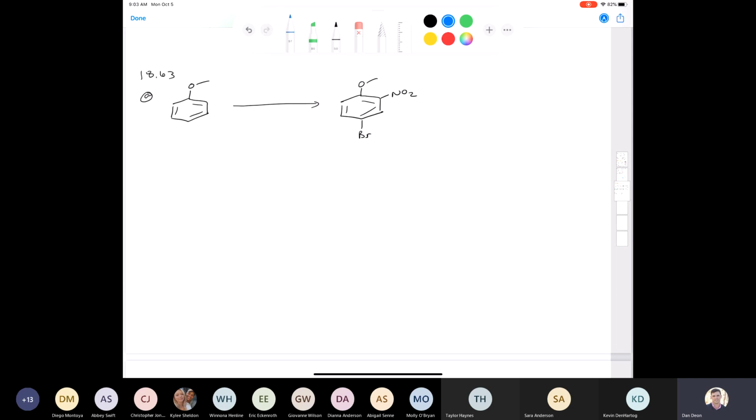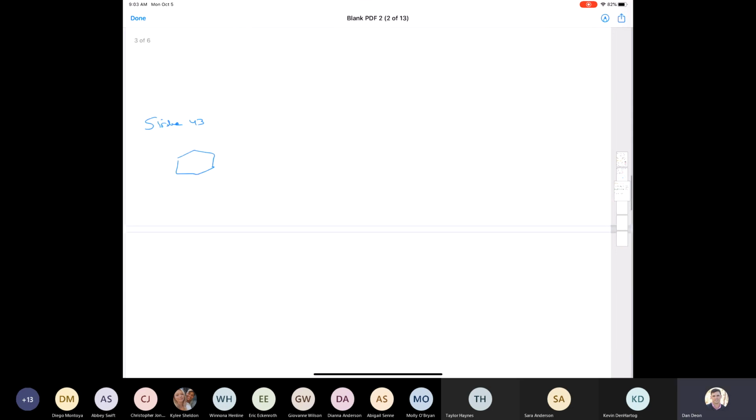But if you remember on slide 43, I had written, if you take anisole and you treat it with excess bromine, then you end up with polybromination. You put bromines in all the ortho and para positions. That's when you have an excess of bromine.